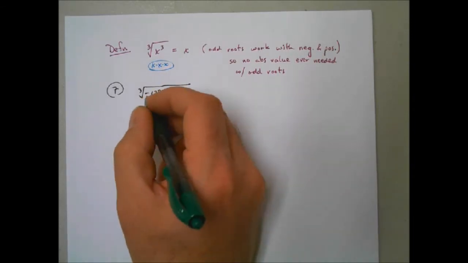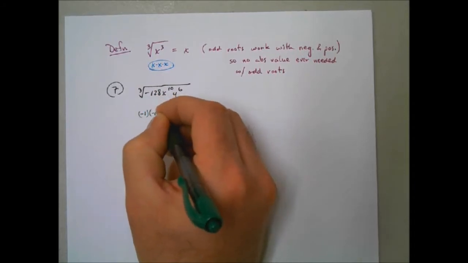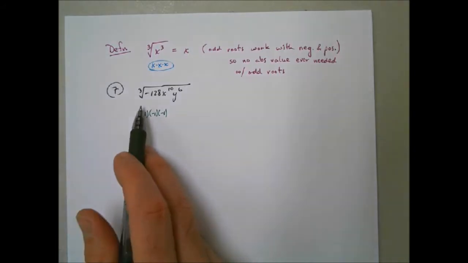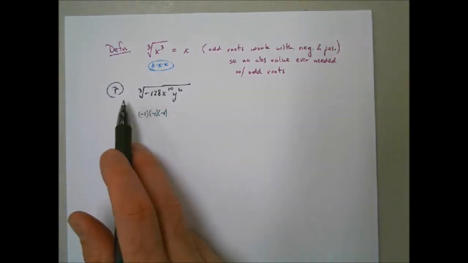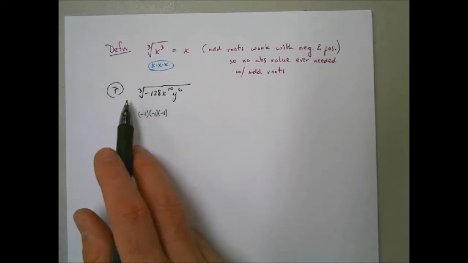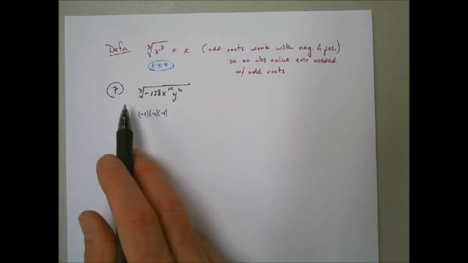Isn't the negative really negative 1 times negative 1 times negative 1? And so we have 3 of a kind that can get the negative, and the negative comes out. So when you have an odd root, don't leave a negative on the inside. You need to bring the negative on the outside. You don't necessarily need to show this work. It's just, this is what's happening.